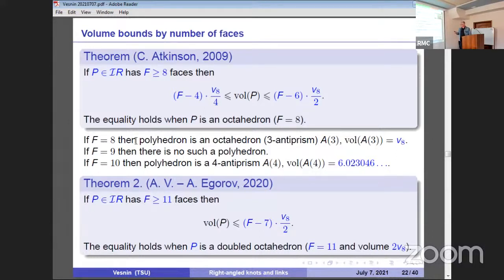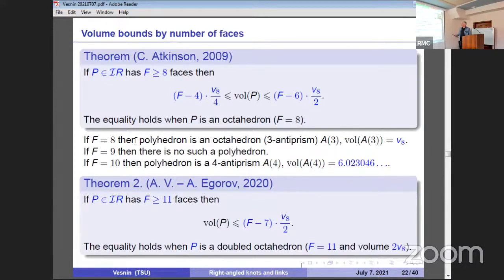And for example, it was done by Christian Atkinson. He obtained lower and upper bounds for the volume of polyhedra which have F faces. If you have right-angled ideal polyhedra in hyperbolic space, there are lower bounds, which are a constant times V3, and upper bounds, also a constant times V3. And equality holds for the octahedron.